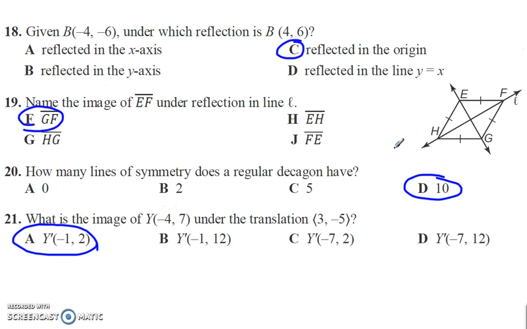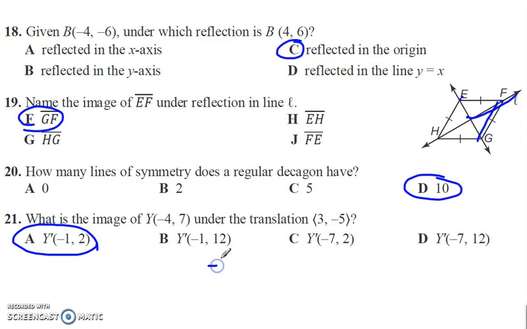Alright, we have a reflection. Alright, reflections over the x-axis, y-axis, or the origin. If it goes through the origin, it changes the signs of both, so that is a reflection over the origin. Reflecting EF over this right here gives us this line GF. How many lines of symmetry does a decagon have? That's 10.